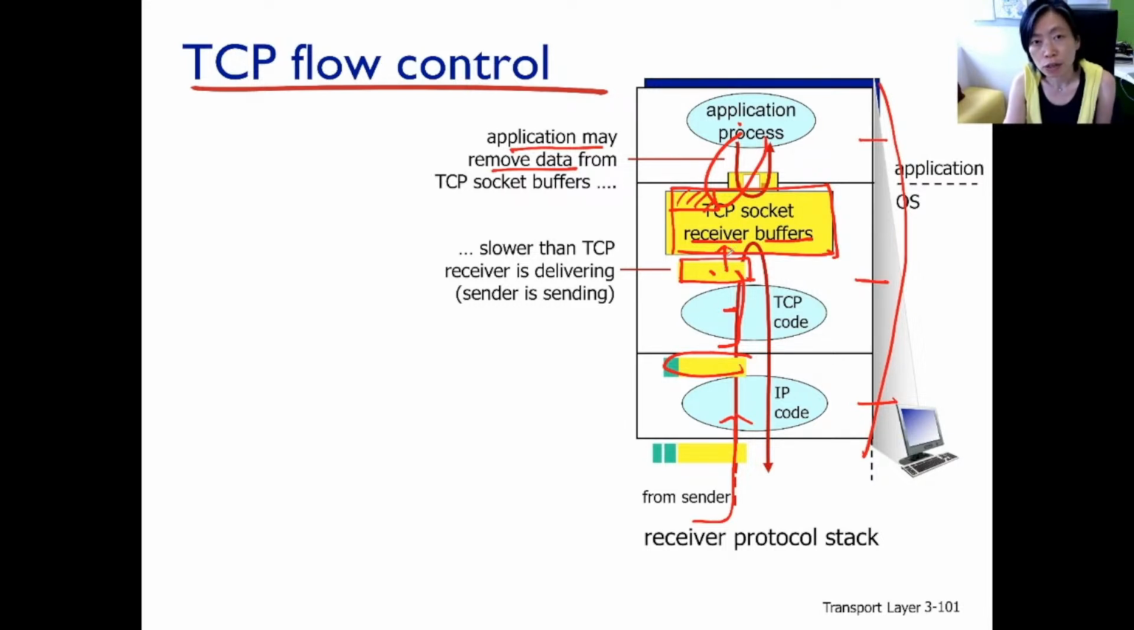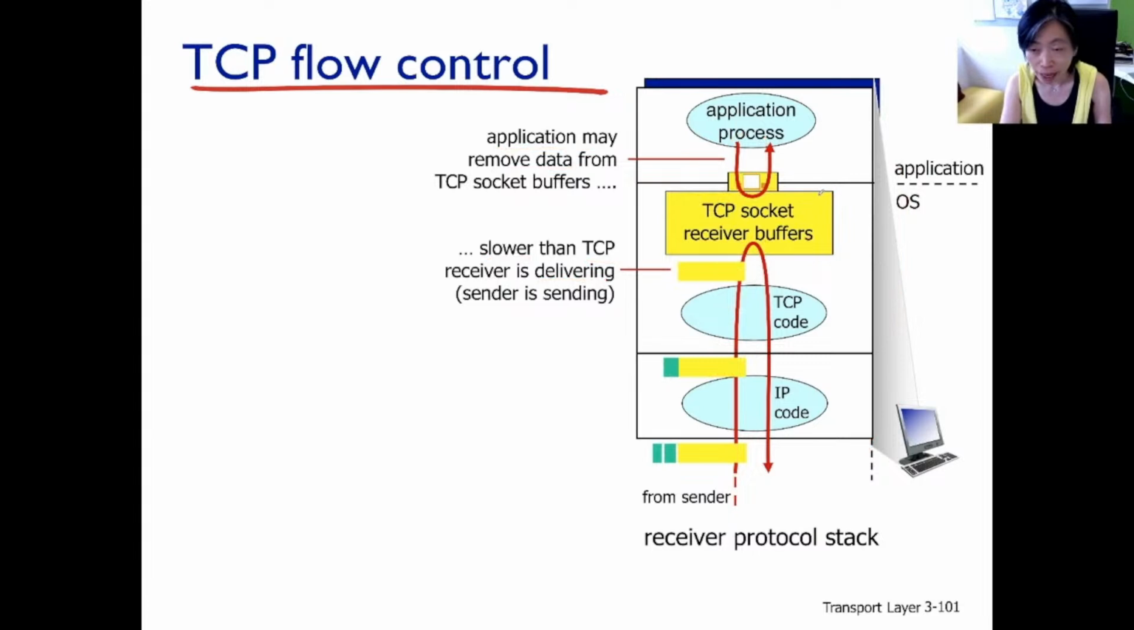And TCP flow control is needed when the application is drawing data slower than the TCP receiver is delivering data up. Because when that is the case, the buffer space will be what? Occupied. More and more and more and more.